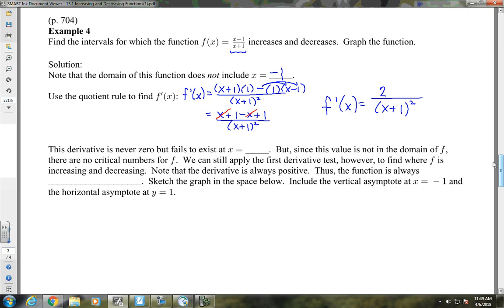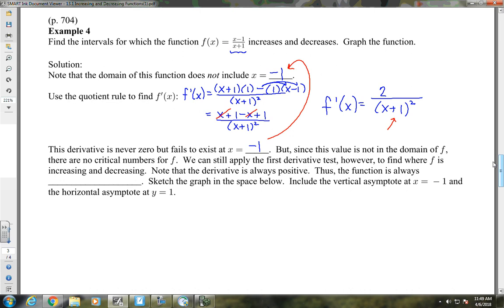We're going to be able to skip the sign chart on this one because we can make some observations. First of all, let's observe what our critical values are. Critical values are obtained by setting the derivative equal to 0 or by recognizing where the derivative is undefined. Derivative is undefined where the denominator is 0. Well, the denominator is 0 here for x equals -1. But no worries, we made a note, that is not part of the domain. Okay, so since this value is not in the domain of f, we can't include it as a critical number. So it's not technically a critical number.